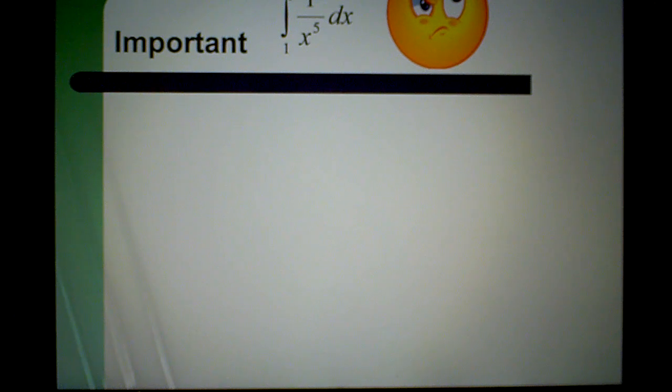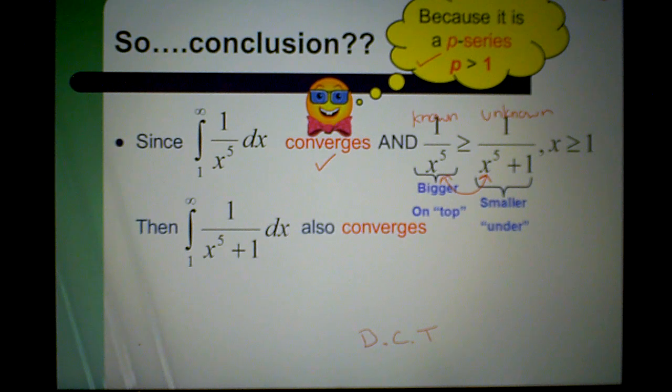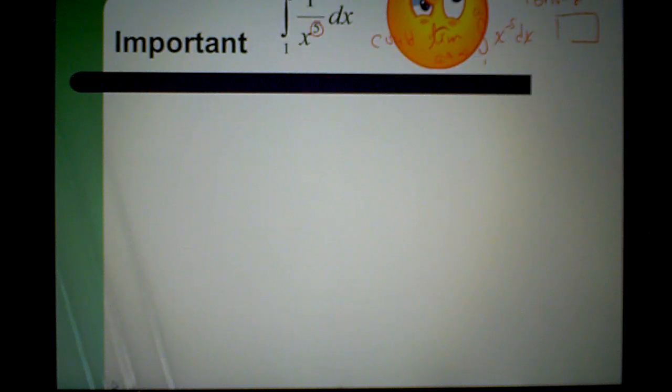So remember, this was the function and the improper integral that I knew. I know that converges because it's a p-series where p is greater than 1, and if you asked me to, I could do the limit as a approaches infinity and I could get a value. So it converges to a number.